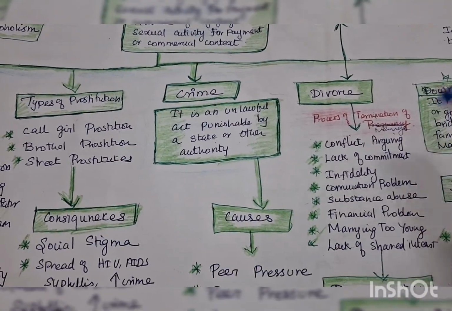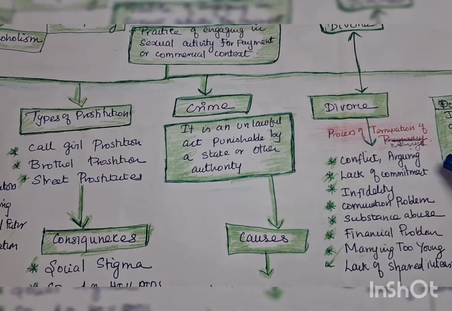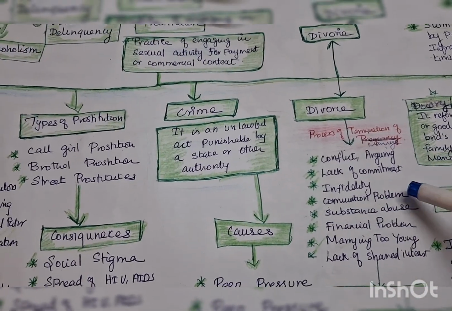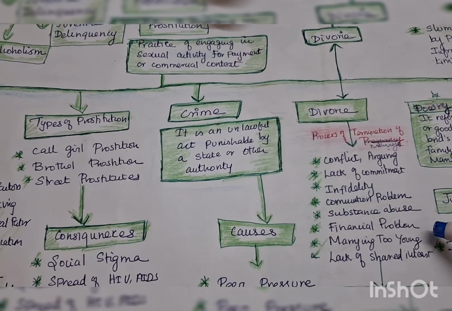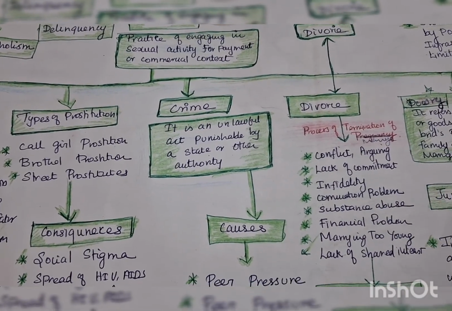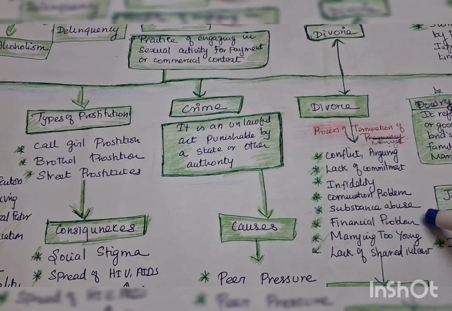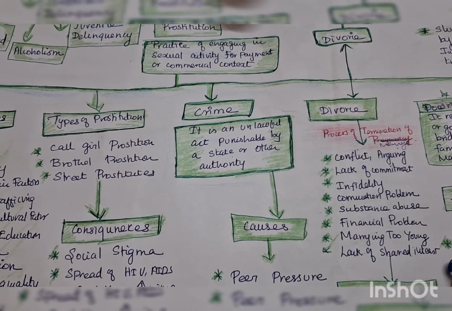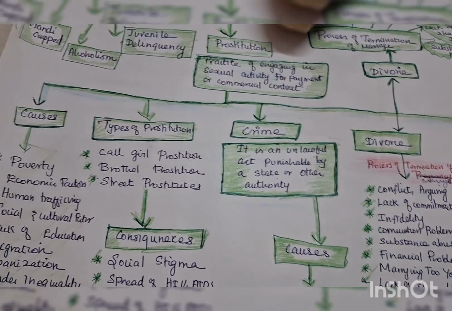Main causes is conflict between the husband and wife. They are always getting into arguments. There is lack of commitment with each other, maybe forceful marriage and infidelity, and then the communication problem between the husband and wife, and substance abuse and financial problems, marrying too young, and lack of shared interest. Are you understanding?